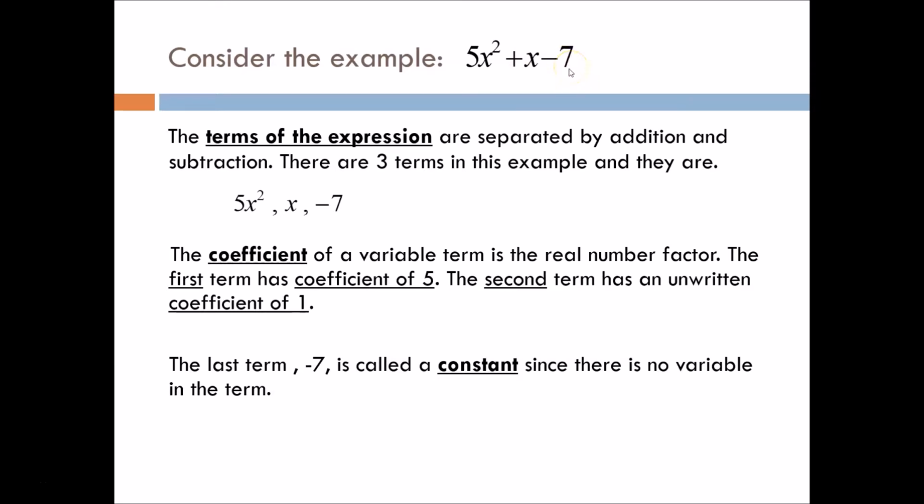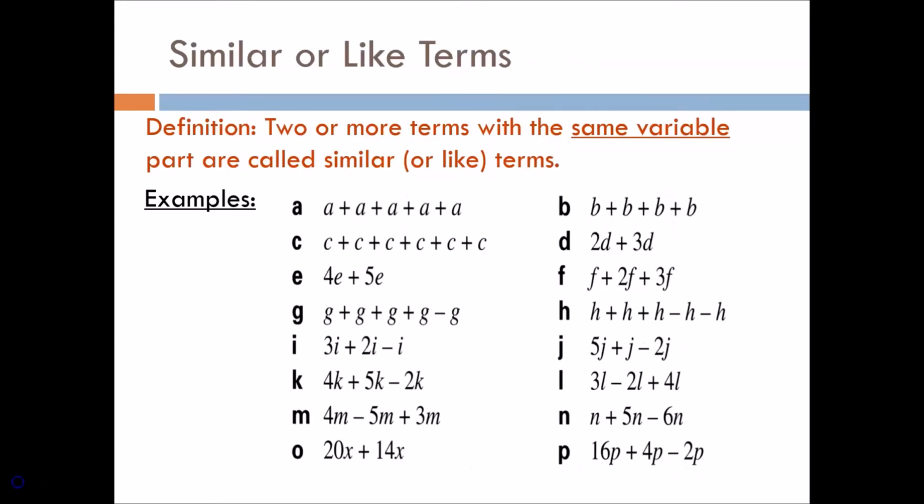And negative 7 doesn't have a coefficient because you don't see any variables attached to it. Hence, this number, if it stands alone, is called a constant, okay? So a constant is a term with no variable attached to it. Have you heard about similar or like terms? Well, they are very important when it comes to simplifying expressions. Why? Because we can only combine like terms or similar terms.